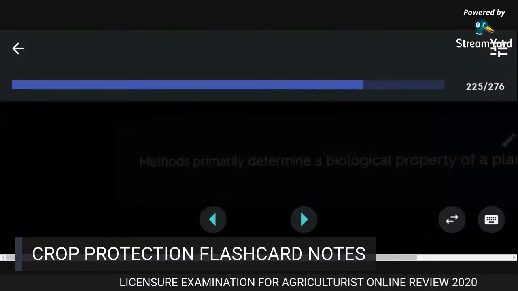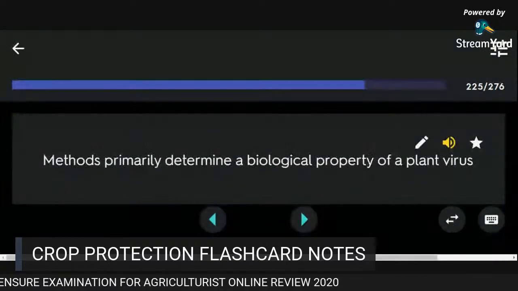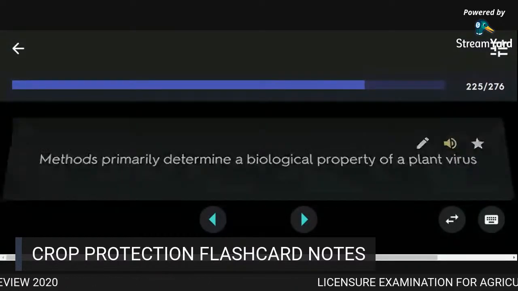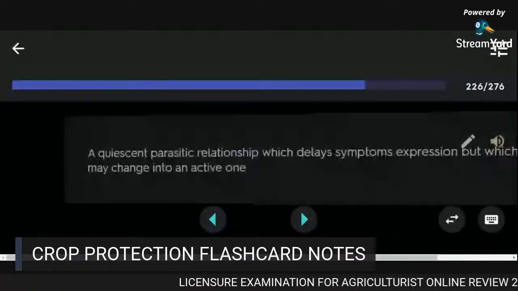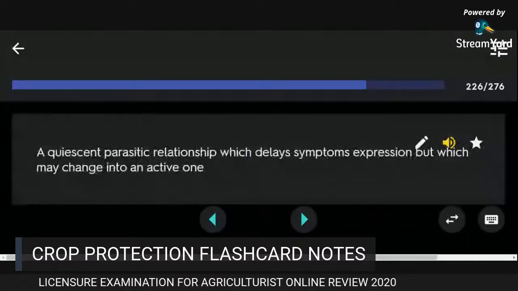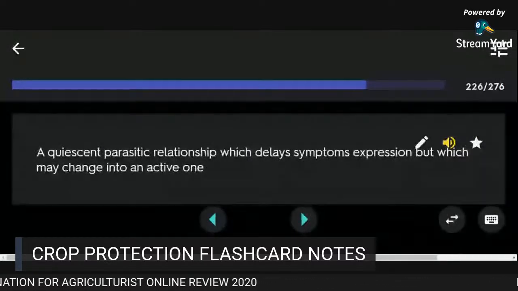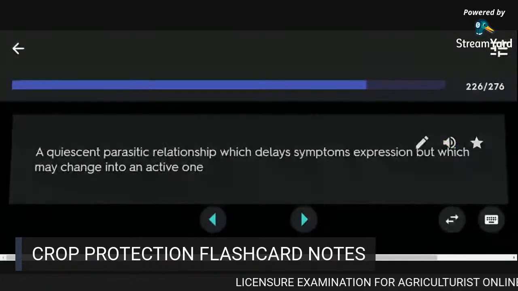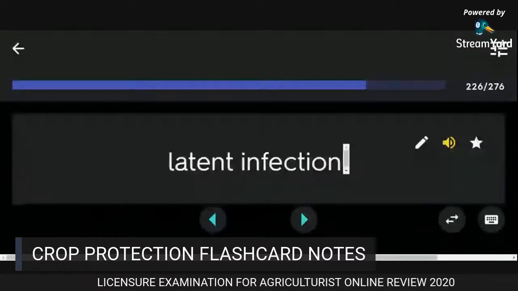Methods primarily determine a biological property of a plant virus. Positive reaction of certain host. A quiescent parasitic relationship which delays symptoms expression but which may change into an active one. Latent infection.